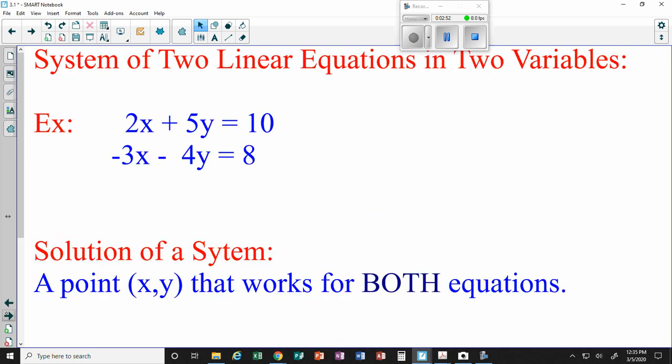Alright, so that's what this is saying. System of two linear equations and two variables. So this is an example of a system. Two equations, two variables. Okay? That's an example of a system. That's all that's shown. There's a system.